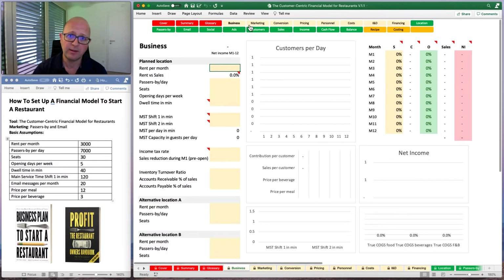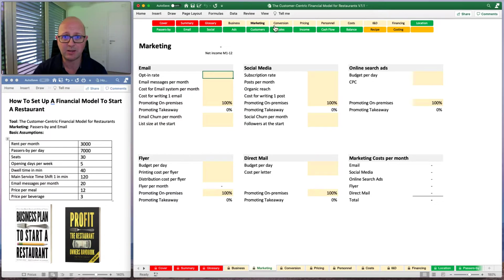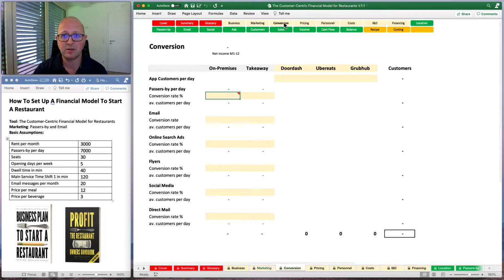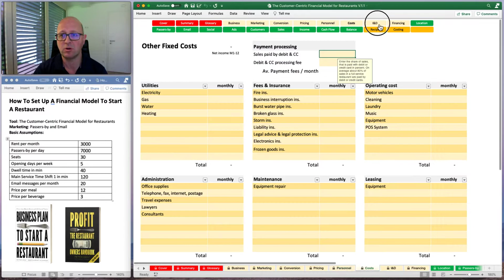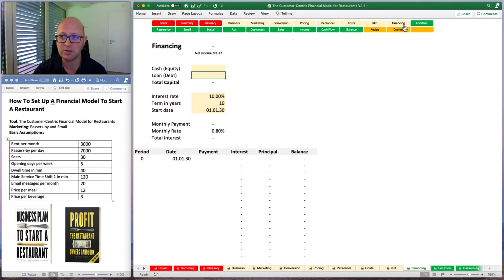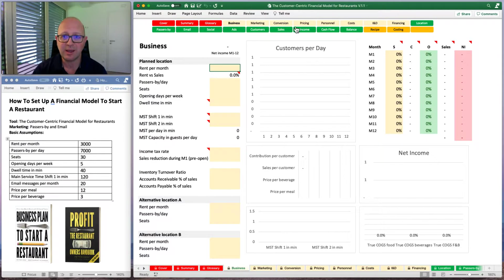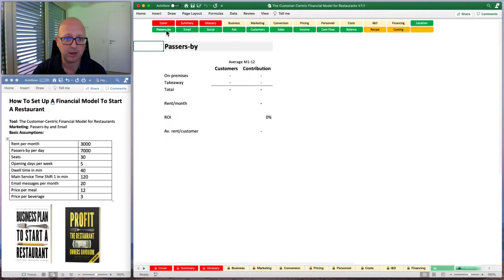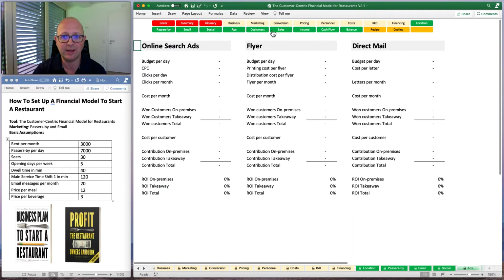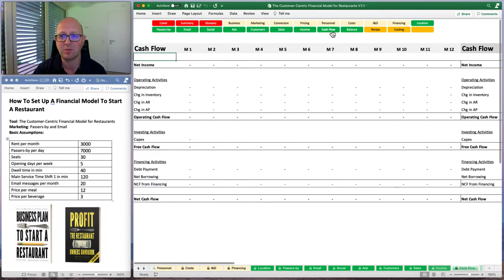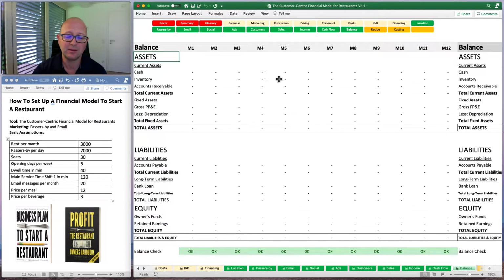Okay, so then there are 8 sheets that are marked yellow: business, marketing, conversion, pricing, personal cost, investment and depreciation, and financing. These 8 sheets are your assumption sheets where you can put in your personal individual data. We will start with this in 1 minute. Then the green sheets, that's location, passers-by, email, social, ads, customers, sales, income, cash flow, and balance. These are the output sheets.